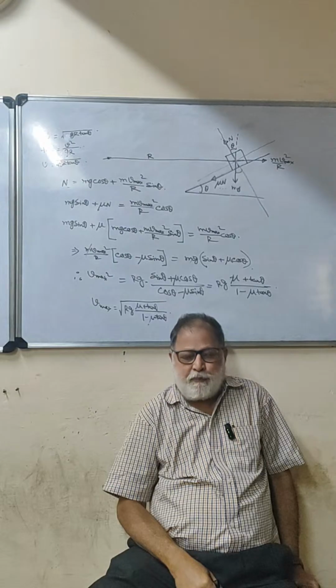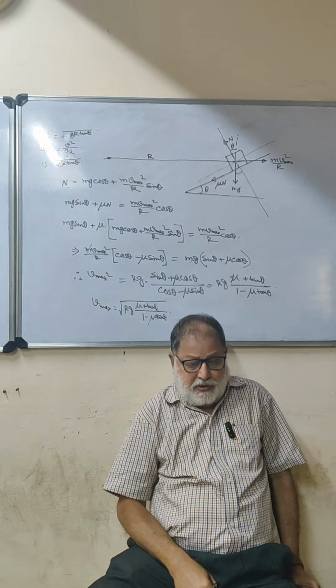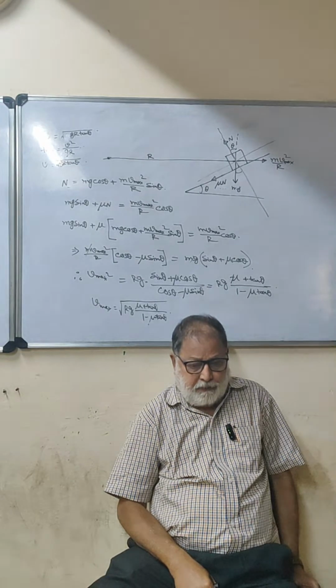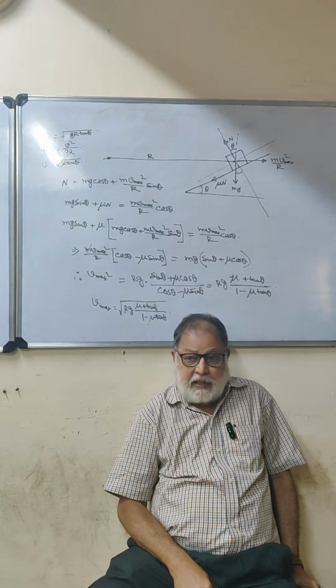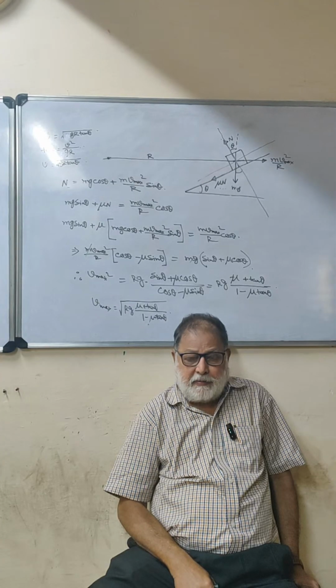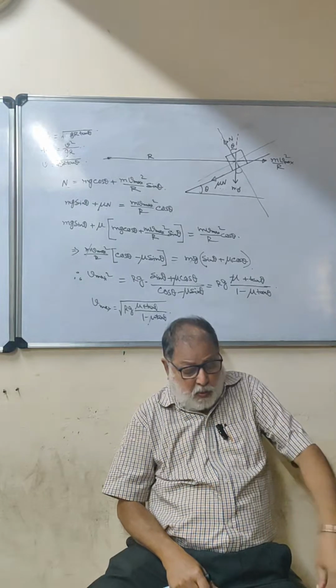Clear? So this is banking of a road, how it helps in achieving greater speed while taking a turn. That explanation. Clear?